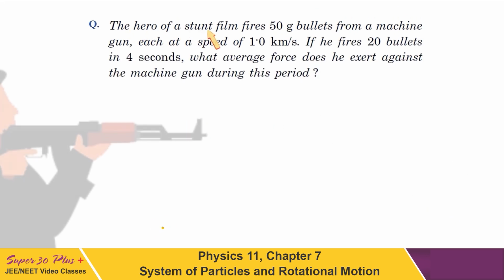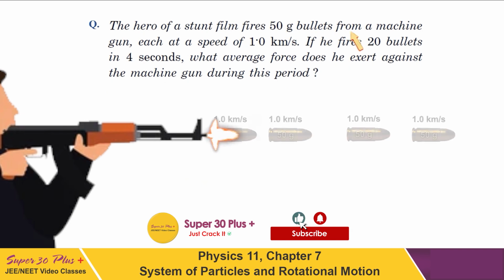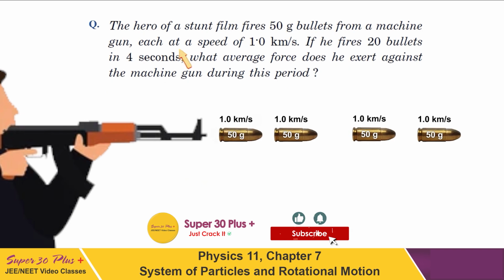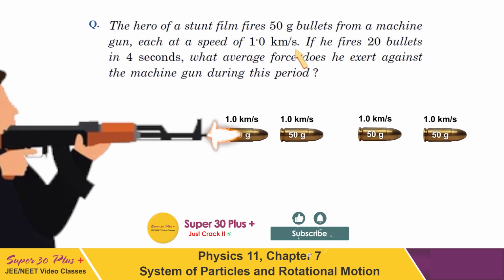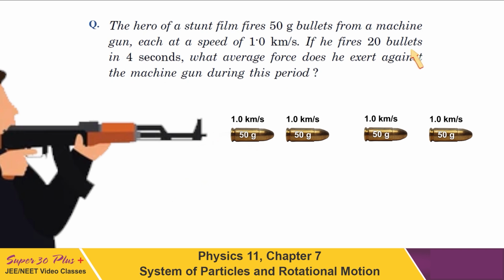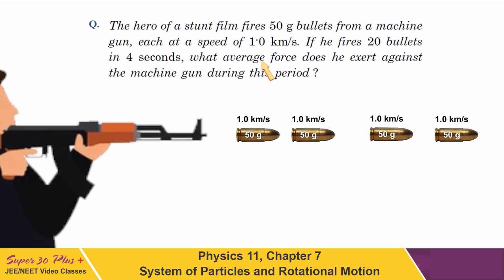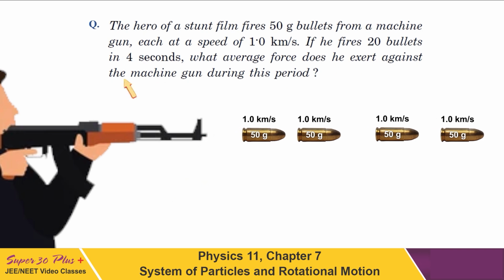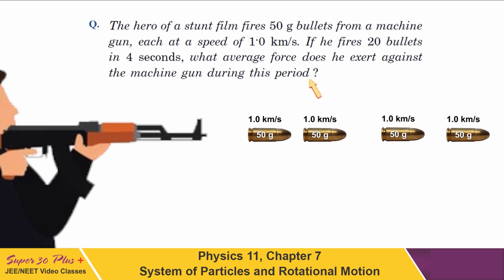The hero of a stunt film fires 50-gram bullets from a machine gun, each at a speed of 1 km per second. If he fires 20 bullets in 4 seconds, what average force does he exert against the machine gun during this period? This is something related to change in momentum.